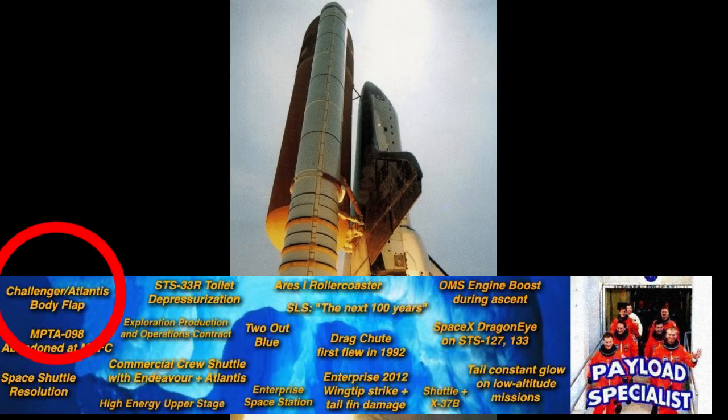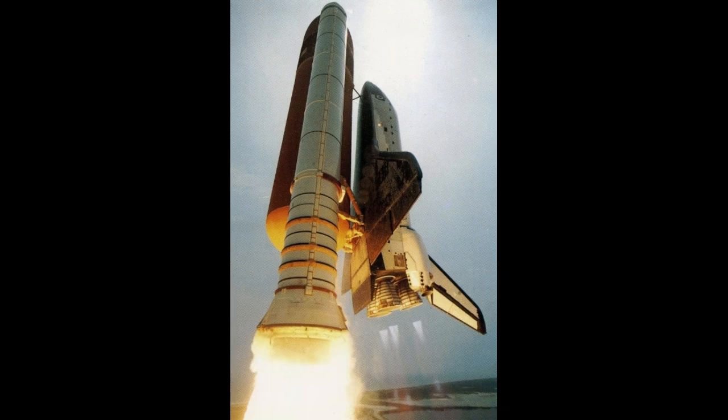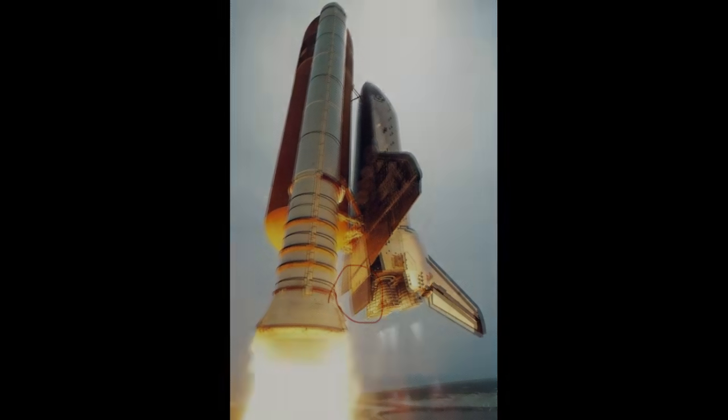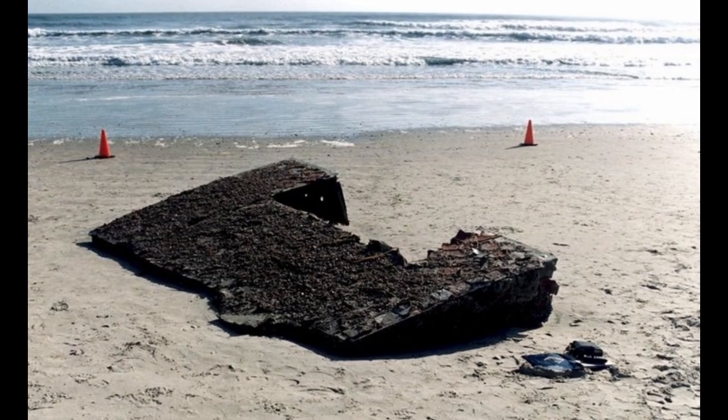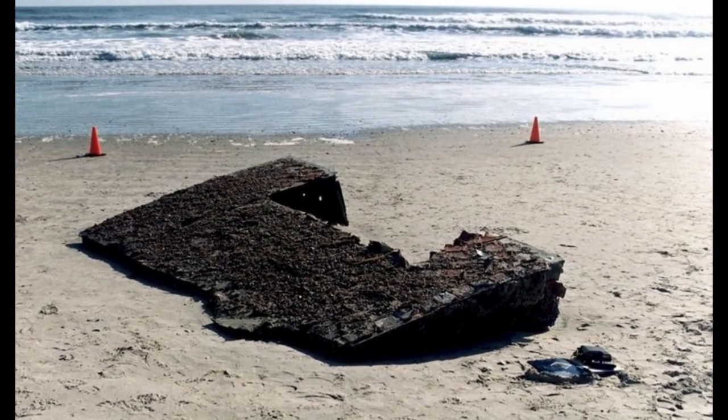The Challenger Atlantis body flap. Another thing I didn't know about. Early in the program in 1984, Challenger had a problem with her body flap needing to have several tiles repaired and replaced. In order to keep Challenger flying, they swapped the flap out with the one for Atlantis, and Challenger's was repaired, then placed on Atlantis.